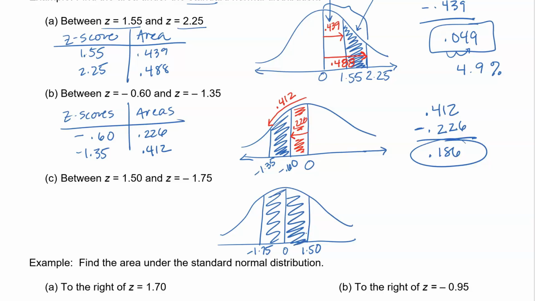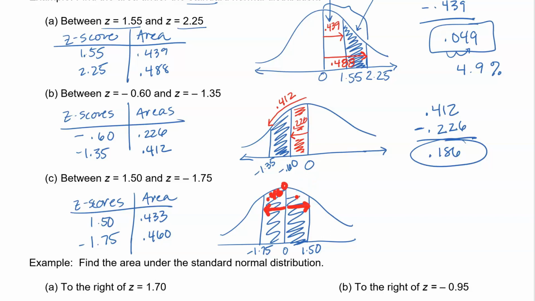Now this is an easier type of problem because let's write down these areas and then we'll see. So we've got our z-scores and then area. If I look up 1.50, I'm going to get 0.433, and if I look up negative 1.75, or 1.75, I'm going to get 0.460. So if I go ahead and label my curve, from here to here is 0.460, and from here to here is 0.433. In this case, I am actually given the areas that I want, so I'm going to add these together.